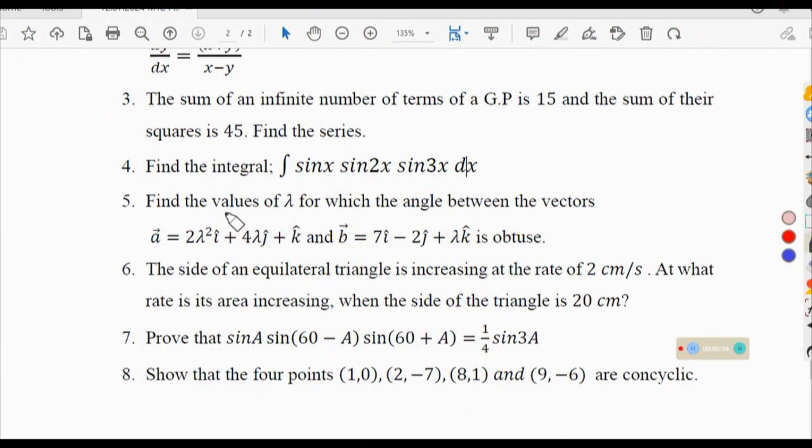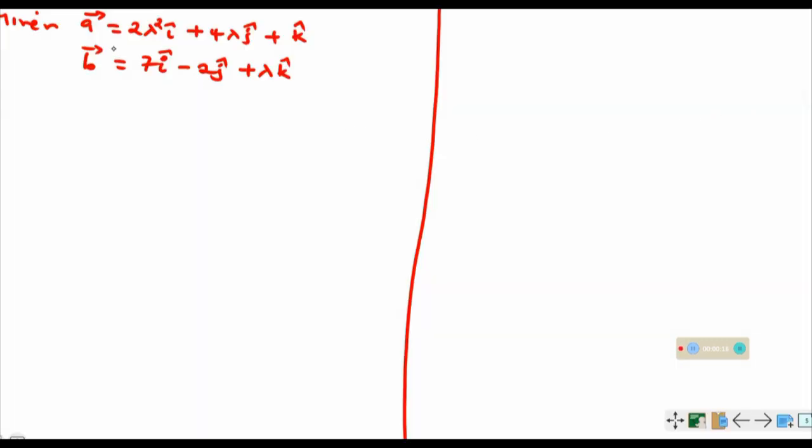Question number 5 says we need to find the values of lambda for which the angle between the vectors, that is vector A and vector B, is obtuse. So what are we given? We are given the two vectors, vector A and vector B. Vector A is 2 lambda squared i plus 4 lambda j, then plus k. And vector B is 7i minus 2j, then plus lambda k. So we need to look at the solution.